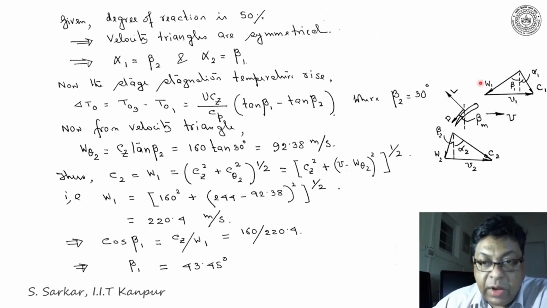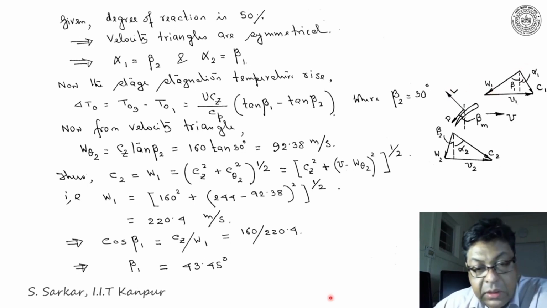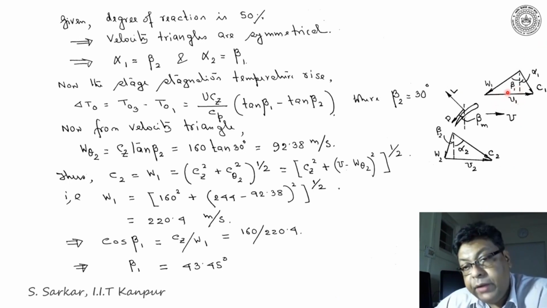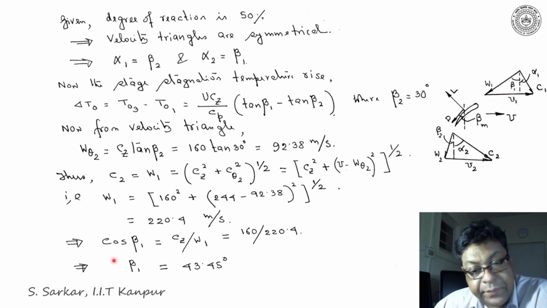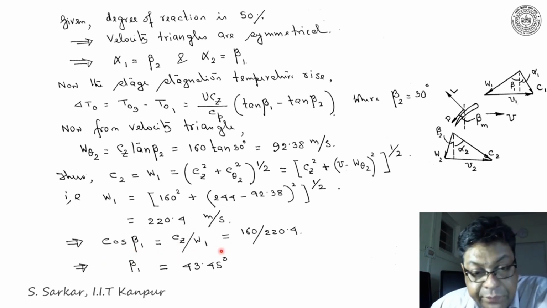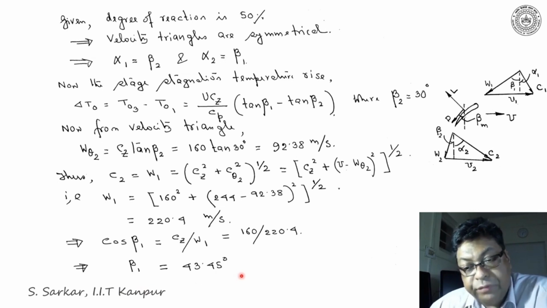So I have got W1 here. Now Cz is known. So from W1 and Cz I can evaluate beta 1. Thus I have written cos beta 1 equal to Cz divided by W1. So I have got beta 1 as 43.45 degree.